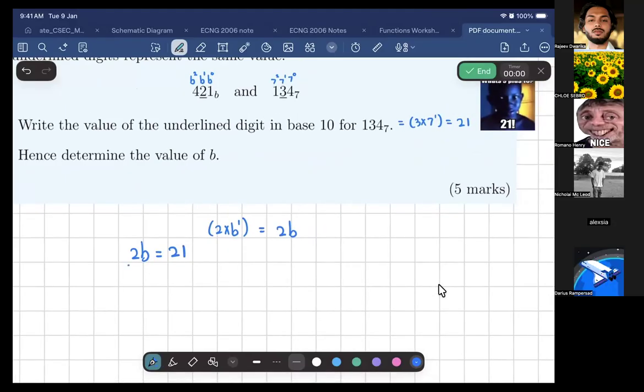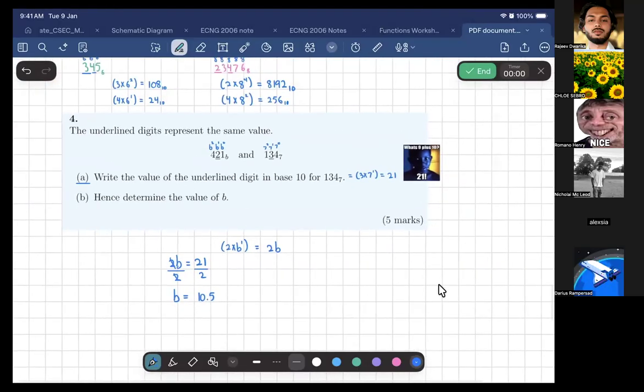Divide. So 2 into 2B, we have B equals 21 divided by 2. All right, then you get 10.5. Yeah. How's that? Yeah. That's it.